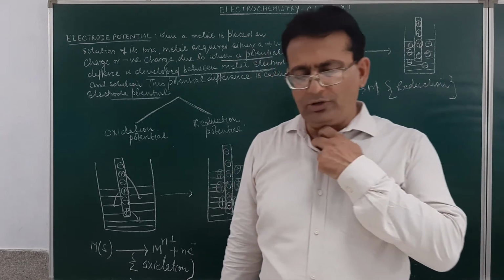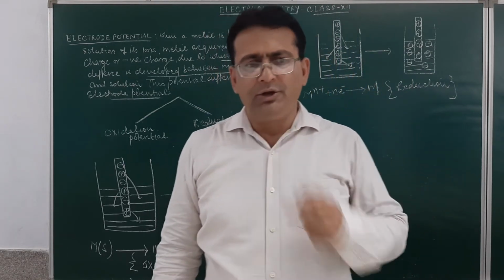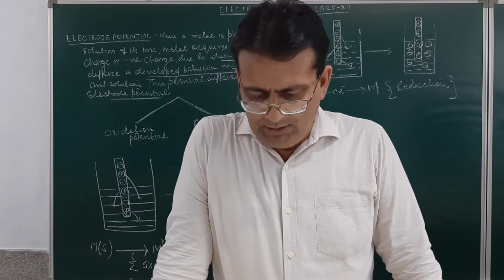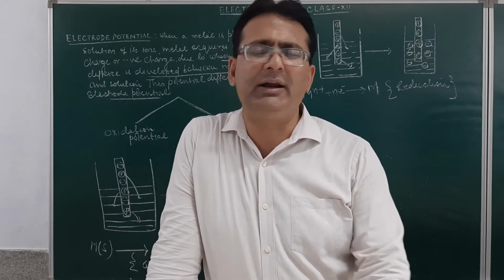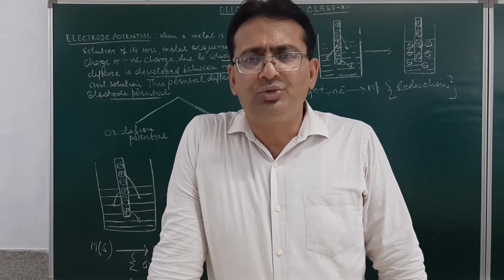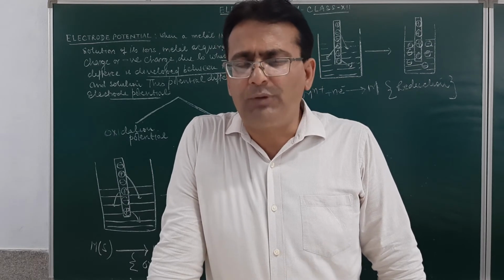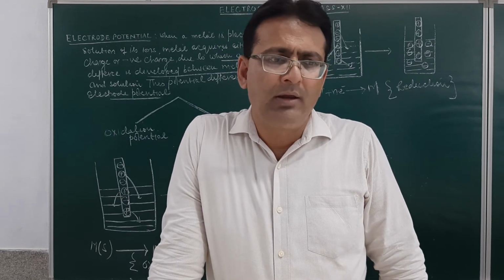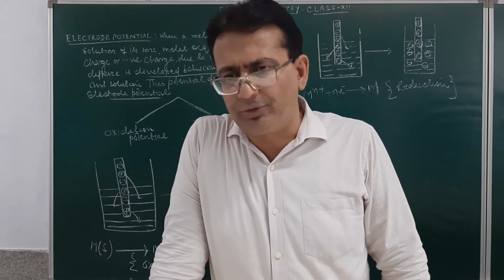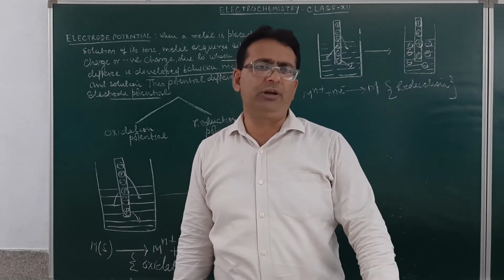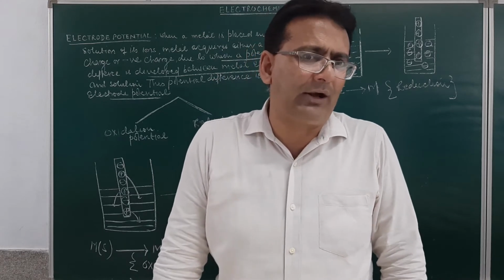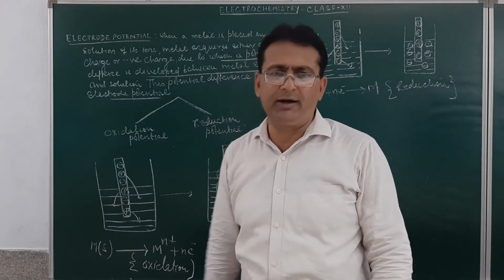Now, just listen very carefully. Students, it is not possible to measure the electrode potential of a single electrode. To determine the electrode potential of a single electrode, the electrode is to be connected with a reference electrode, whose electrode potential is known to us. Am I clear? Of course, that reference electrode in our syllabus will be the standard hydrogen electrode.